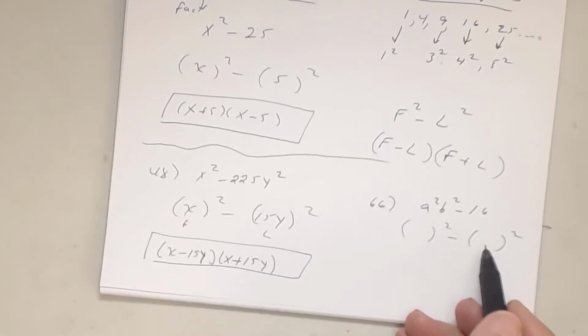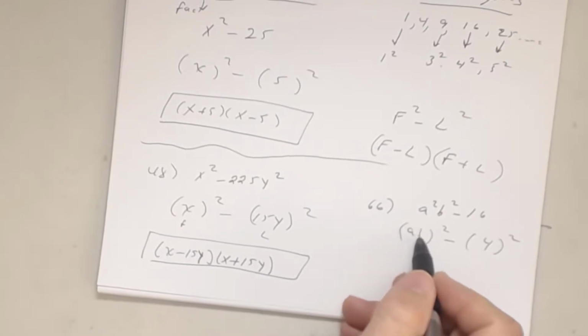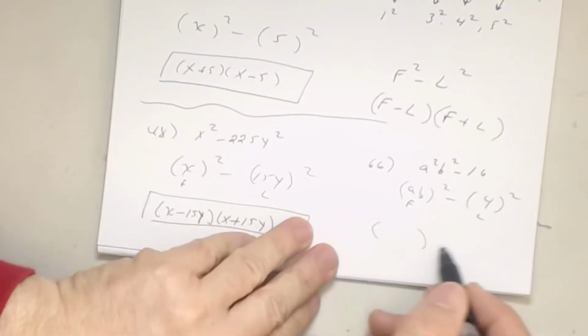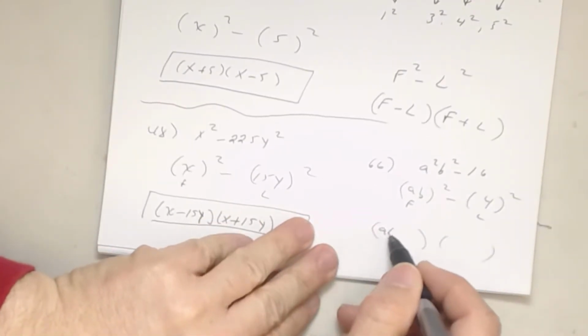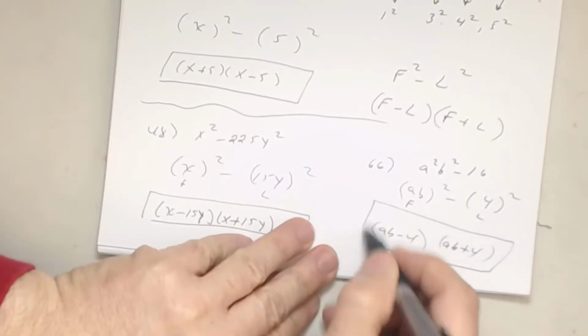The last parenthesis is easy. All of you tell me what's inside the last parenthesis. 4. Good. What do you think is going to be inside the first? AB. So here's your F. Here's your L. So what's the answer? AB plus 4, times AB minus 4. There's your answer.